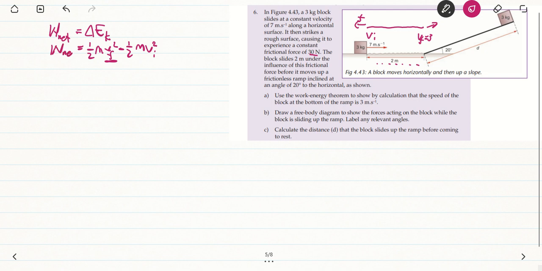Our W net can be found by calculating the work done by friction while the block is moving along that 2-meter rough patch, because the work done by friction would be the net work done, since only friction is doing work on the block. So W net in this case is equal to the work done by friction.